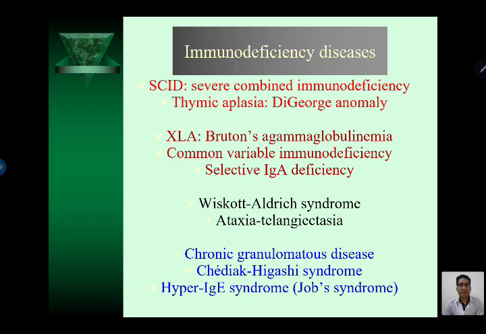The next slide is immunodeficiency diseases. We will elaborate on severe combined immunodeficiency, thymic aplasia, DiGeorge anomaly. We can also call it DiGeorge syndrome. So XLA Bruton agammaglobulinemia, common variable immunodeficiency, selective IgA deficiency, Wiskott-Aldrich syndrome, ataxia telangiectasia, chronic granulomatous disease, Chediak-Higashi syndrome, hyper IgE syndrome, Job's syndrome.